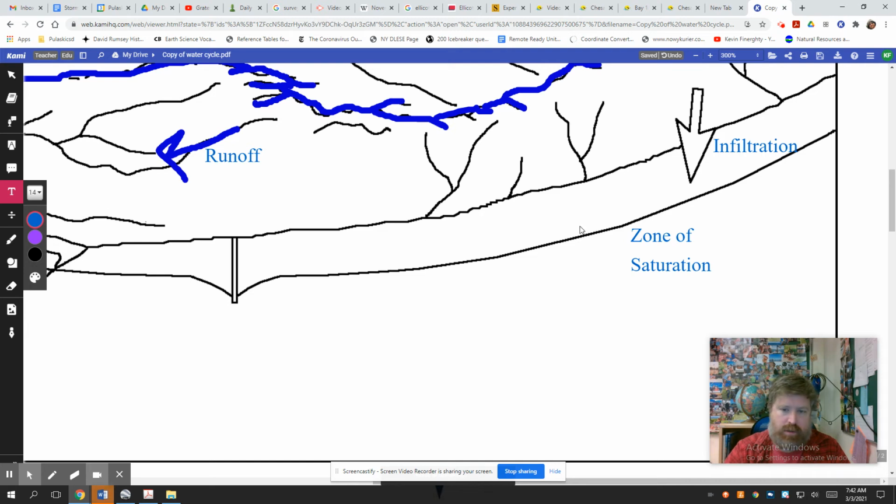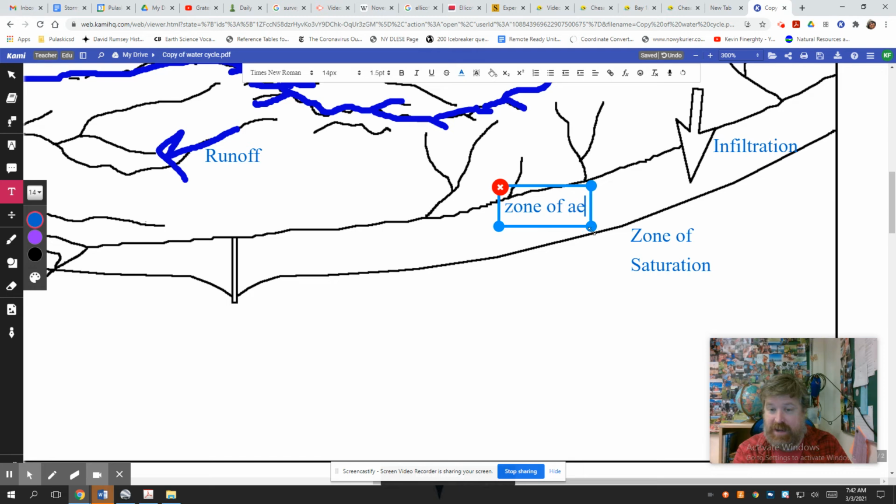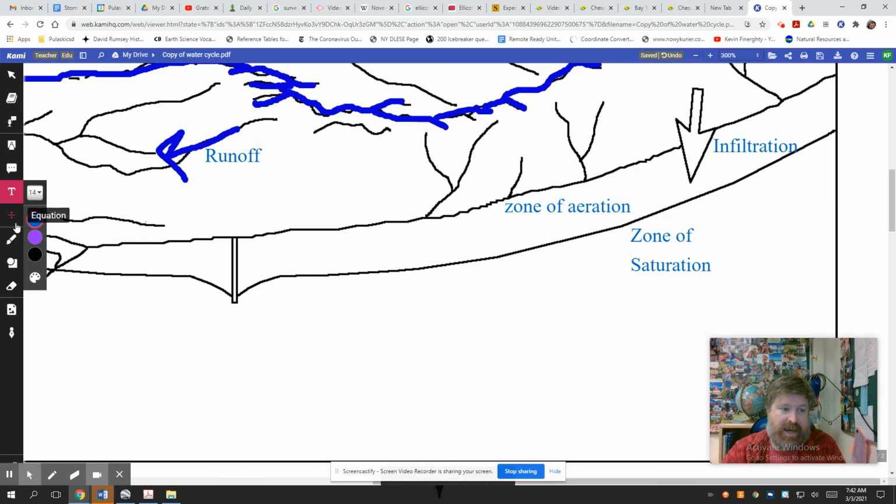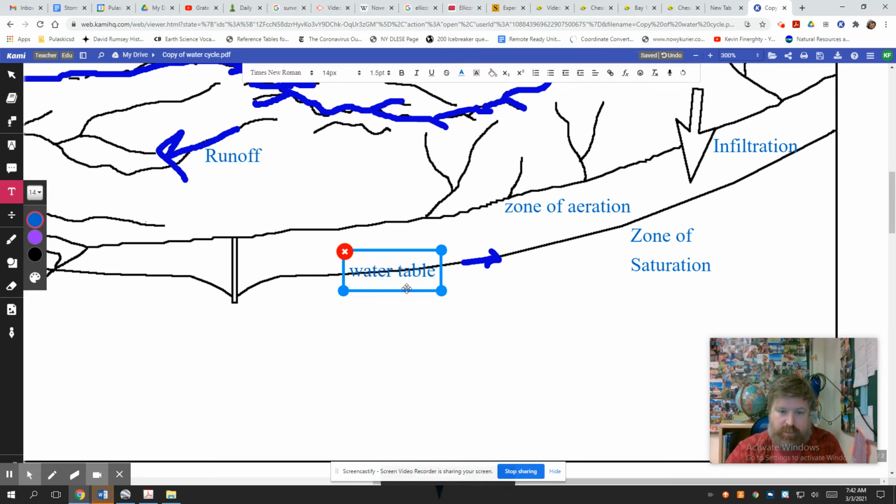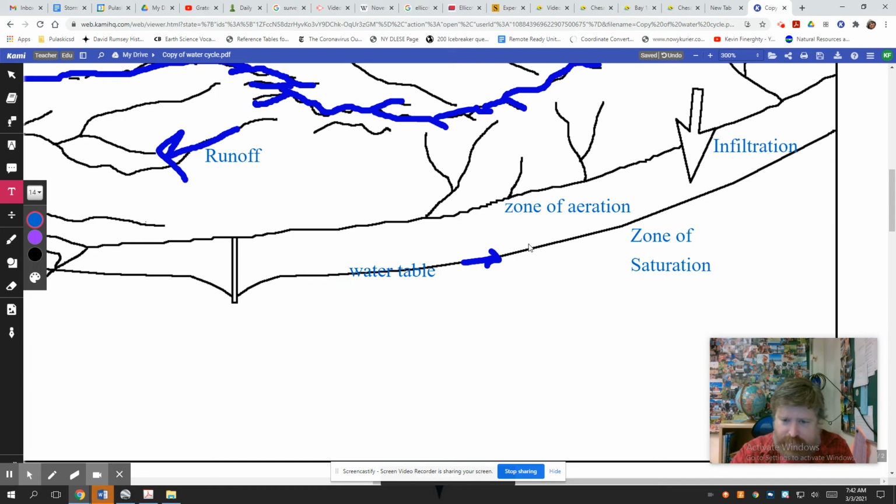Up here, where it's dry, and maybe water's percolating down if there was just a rain or something, would be the zone of aeration. And the line that separates those two is called the water table. I know it's hard to see when I wrote right on the line, but I did that on purpose. So you get the zone of aeration, you hit the line that's the water table, and once you're past the water table, you're in the zone of saturation.